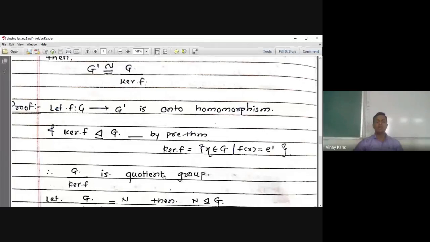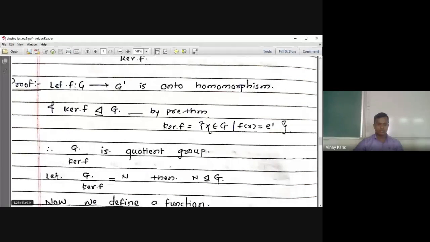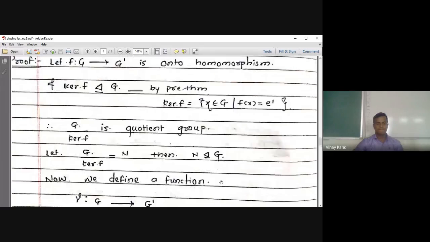If this kernel of f is normal, fine. But if the subgroup in the denominator is not normal, then we cannot find G by that H; G by H is the quotient. For a quotient group, it must be a normal subgroup. So let n be the kernel, then n is a normal subgroup of G.